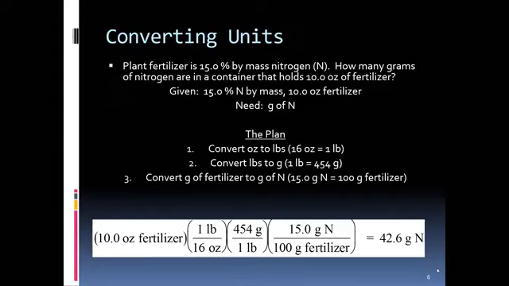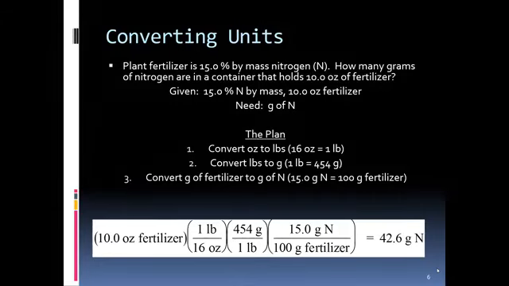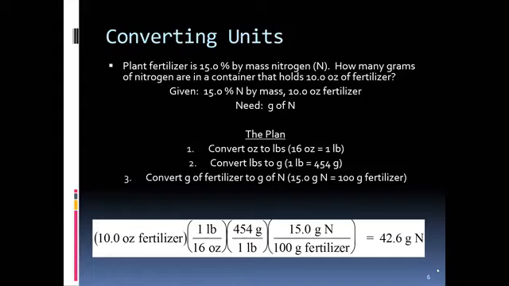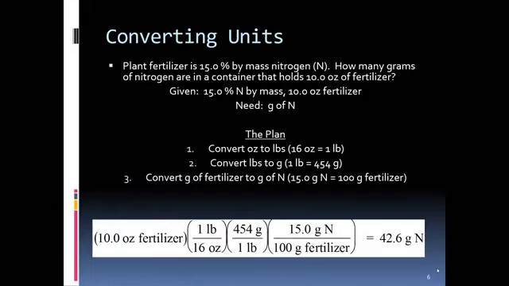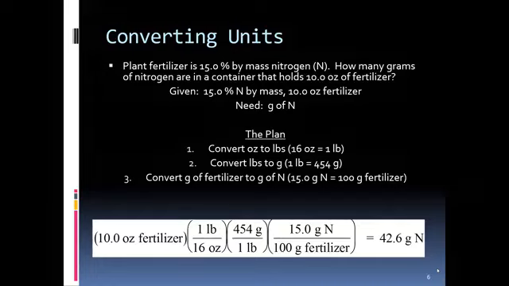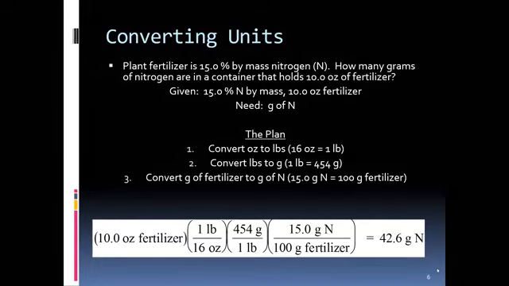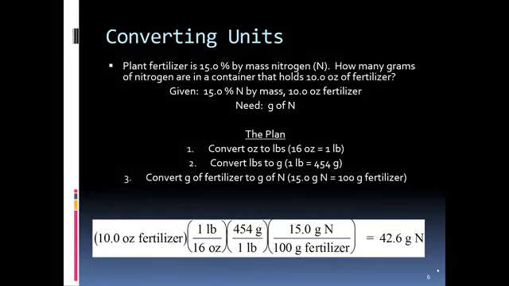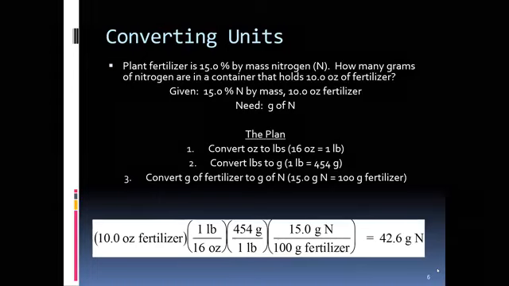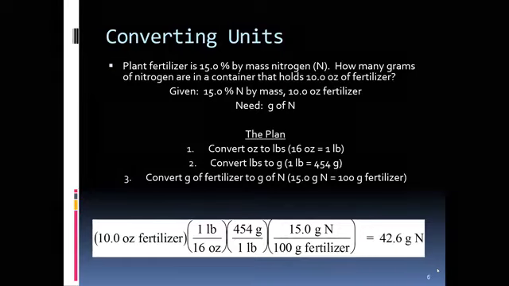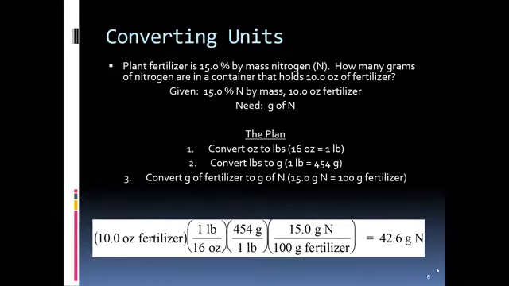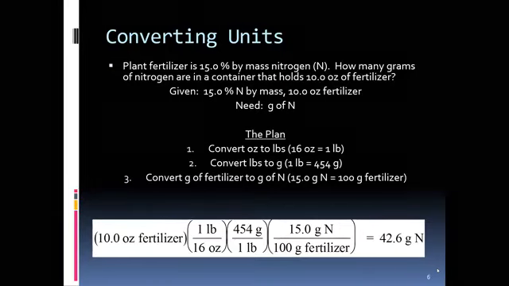Noting this time we have some conversions that are not exact numbers. The 10.0 ounces of fertilizer has 3 significant figures. The 16 ounces in 1 pound is an exact number within the same measuring system. However, 454 grams per 1 pound is a conversion between metric and English. It is not an exact number. We ignore the 1 pound. We treat that as exact.